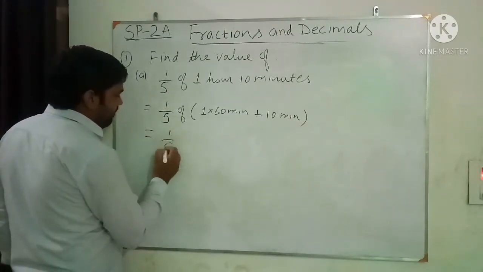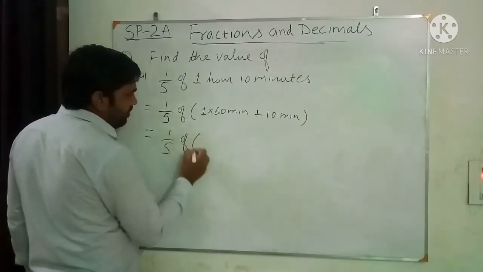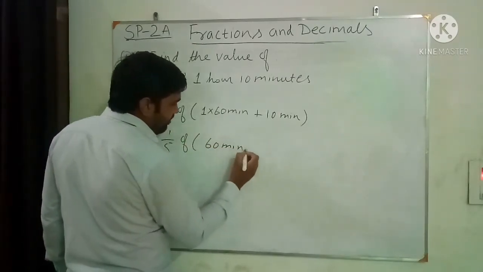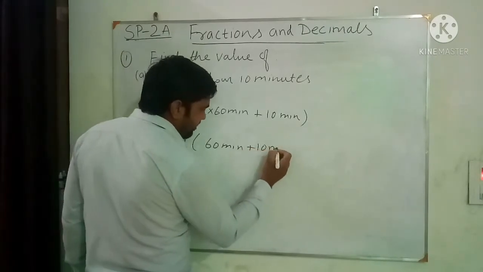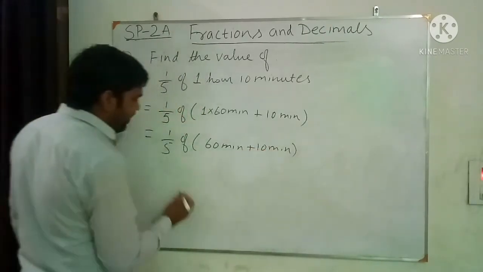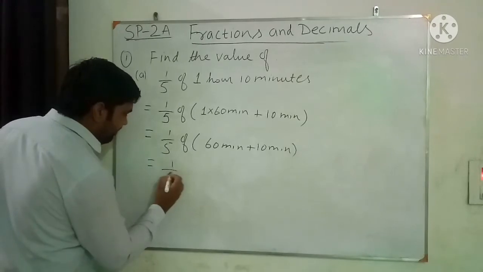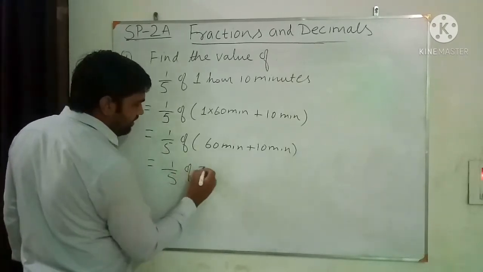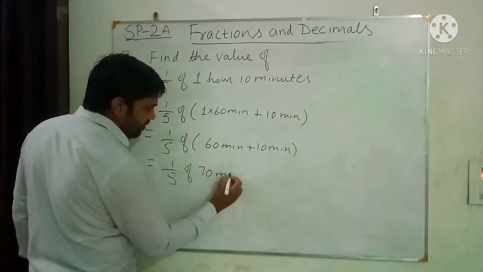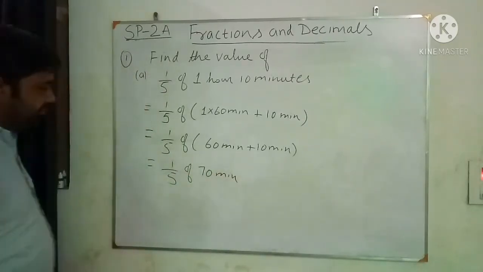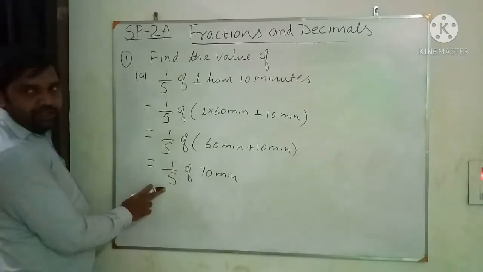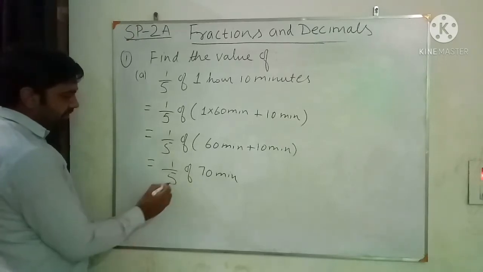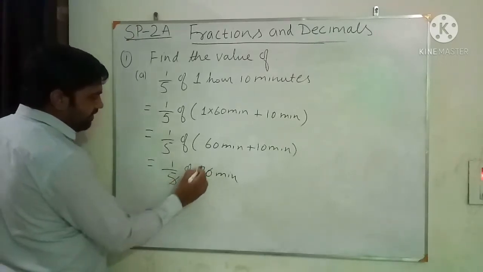So in the next step, 1 by 5 of 60 minutes plus 10 minutes, that is 70 minutes. Of means multiply. Now 5 is in the place of denominator and 70 is in the place of numerator, so we can cancel it. 5 ones are 5, 14 fives are 70.